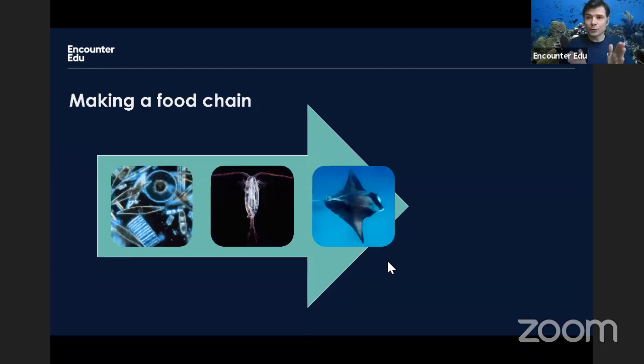Here's another one. This is a cool one. We've got the tiny algae in the ocean right at the start, and they're getting their energy from the sun, so they're a producer. Then we have the copepod, which is a tiny type of plankton, and that's a consumer consuming the algae. And then in turn, we've got the manta ray eating the copepod.